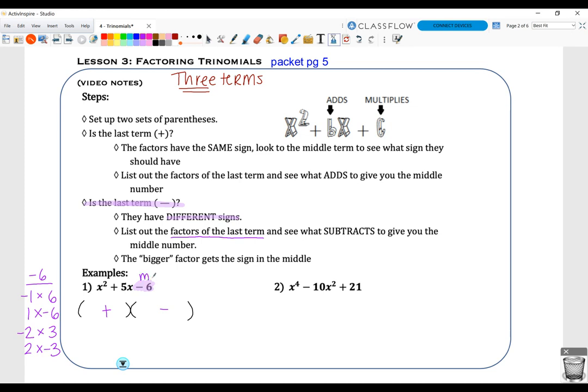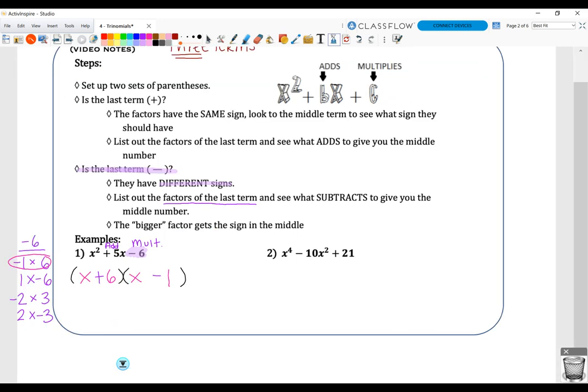Okay, so we want them to multiply to be negative 6. And I also want to, when I combine them, I want them to add together to give me a positive 5. So let's think about this. Negative 1 plus 6 gives me a positive 5. So those are my terms. The 6 gets the positive. The 1 was negative. And then my x squared just gets broken up into x and x.